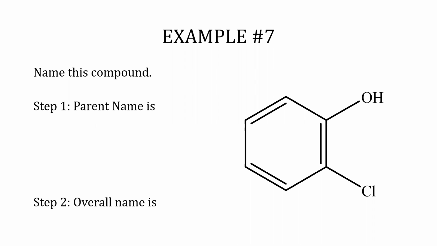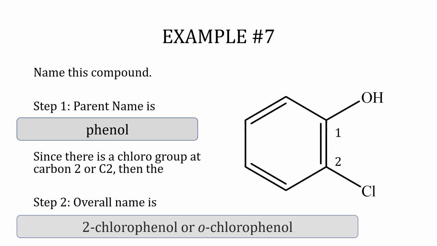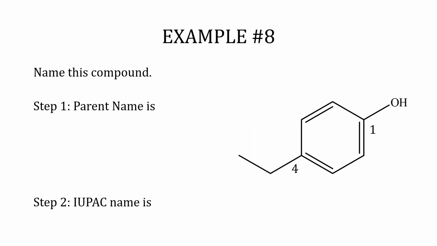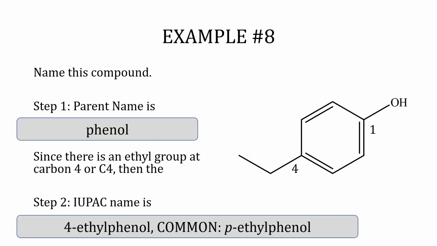Example 7 has a structure whose parent name is phenol. Since there is a chloro group at carbon 2 or C2, the IUPAC name is 2-chlorophenol, or by its more common name, O-chlorophenol. O is a 1-2 orientation on the benzene ring. Example 8 has a structure whose parent name is phenol. Since there is an ethyl group at carbon 4 or C4, the IUPAC name is 4-ethylphenol, or by its more common name, P-ethylphenol. P is a 1-4 orientation on the benzene ring.